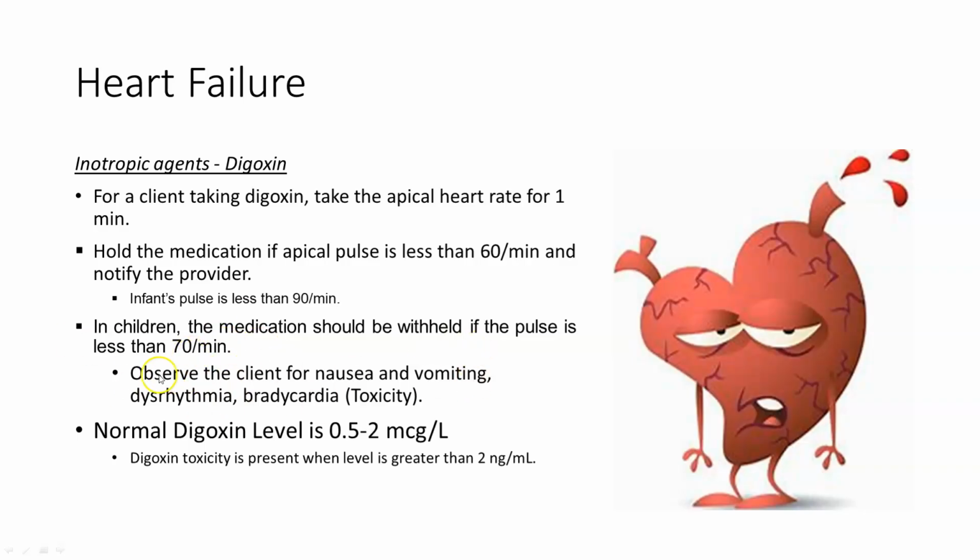But what we want to observe for are these issues with nausea, vomiting, dysrhythmias, bradycardia especially, because that's going to show you toxicity. A normal dig level, I do 1 to 2, but it's 0.5 to 2. It's just easier because really I don't care if they're on the smaller side. I only care really when it's greater than 2. But again, dig toxicity can happen after that first dose.